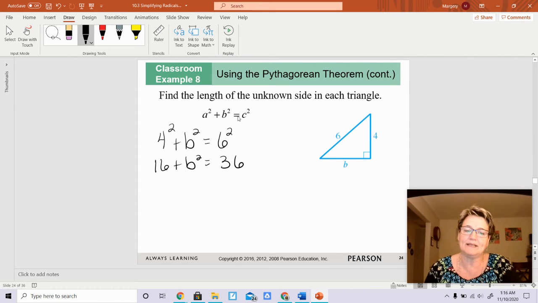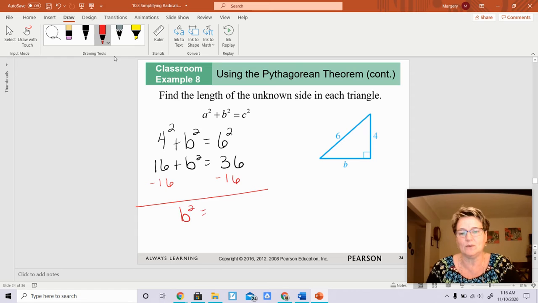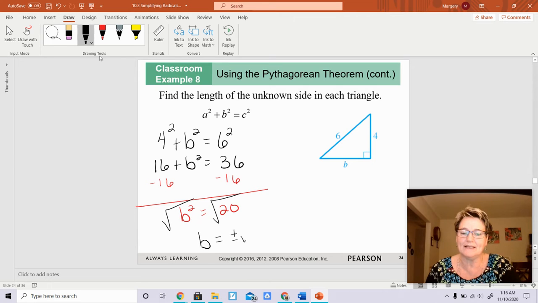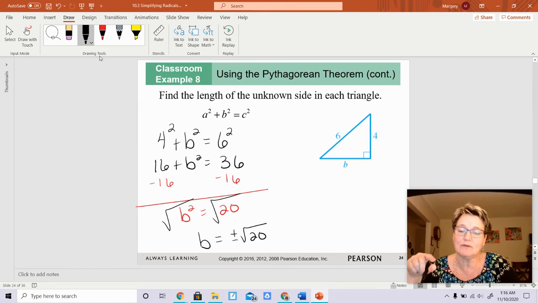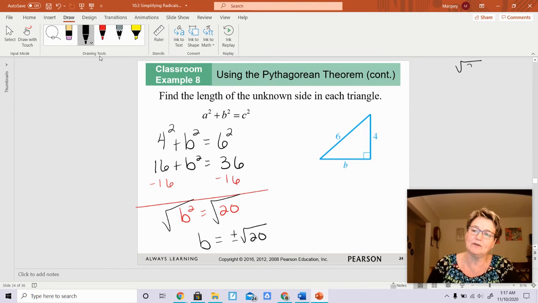Now, my goal is to get b squared by itself, so I'm going to subtract 16 from both sides. I'm left with b squared equals 20. Now, I need to get rid of the square, so I'm going to square root both sides. Now I get b equals plus or minus the square root of 20. In general, it would be a positive square root of 20 or a negative square root of 20. But again, because we're looking for distance, we only worry about the positive square root. So we have the square root of 20.